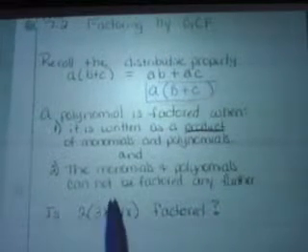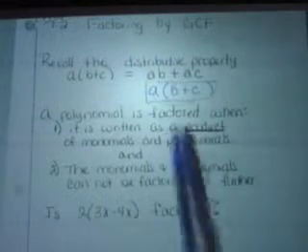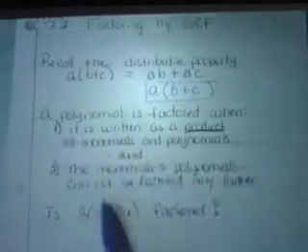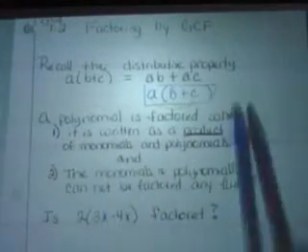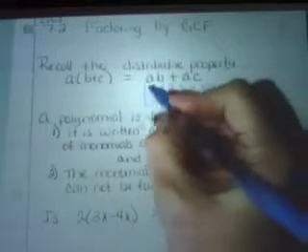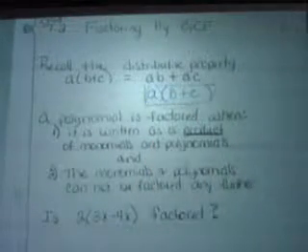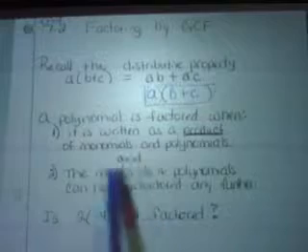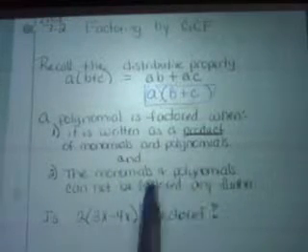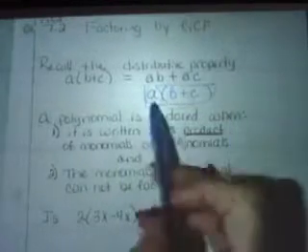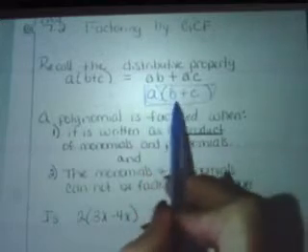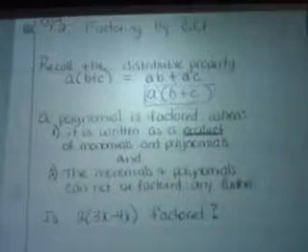A polynomial is factored when it meets these two conditions. Number one, it is written as a product. Here I can see I have a product because I have multiplication. Number two, the monomials and polynomials cannot be factored any further. I cannot factor anything else out of here, so this is factored completely.